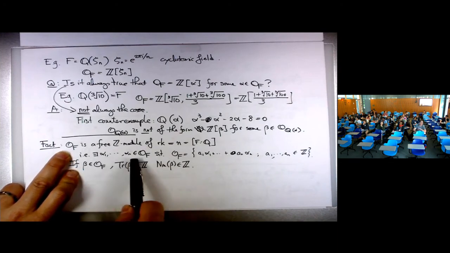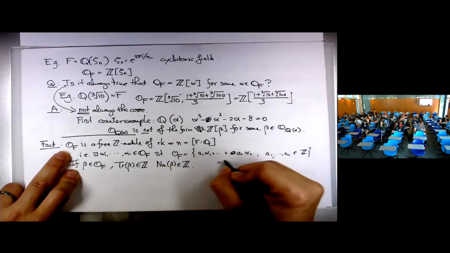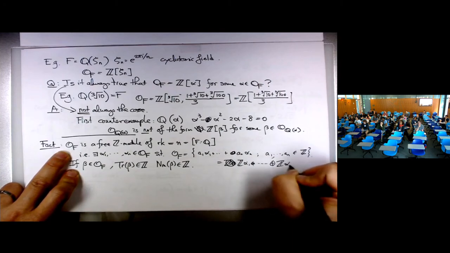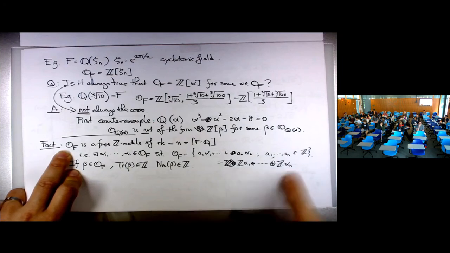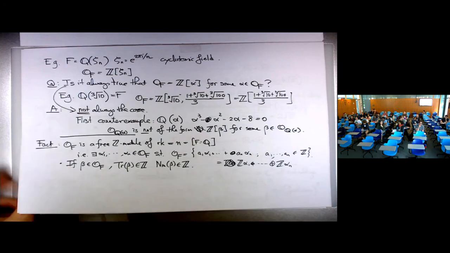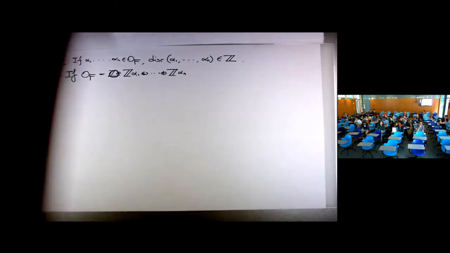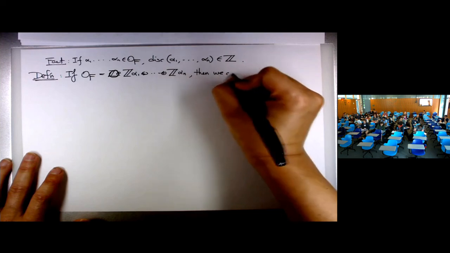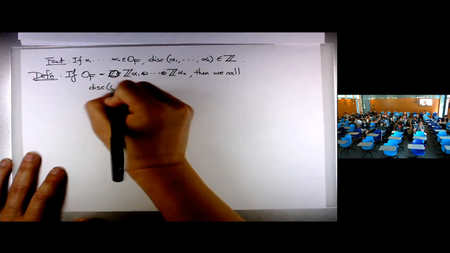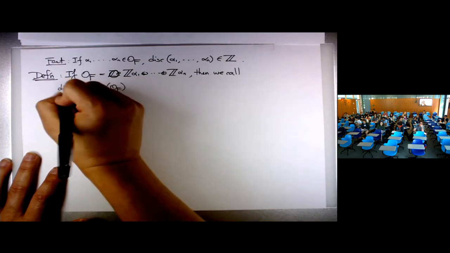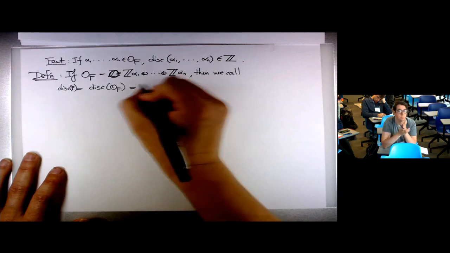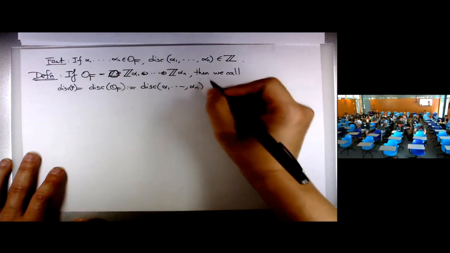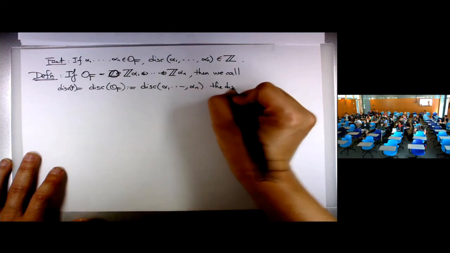Then I can find alpha 1 through alpha n such that OF looks like this. In a fancy way, this is written as Z alpha 1, through Z alpha n. So these alpha 1 through alpha n are the Z basis of OF. Now, if I do have this, then we call, I'm going to write discriminant of OF, or sometimes still write discriminant of F. This is defined to be the discriminant of alpha 1 through alpha n as defined on the previous page.